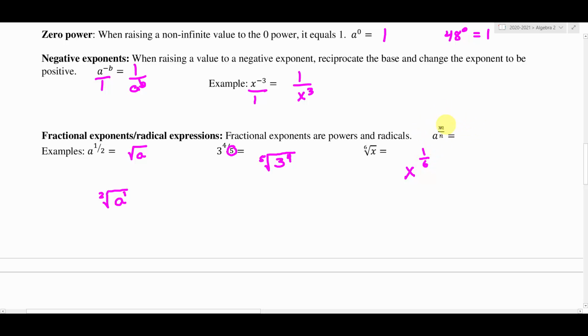So our general rule here is if I have a fractional exponent, I can rewrite it as such, right? I have the nth root of a to the m power.